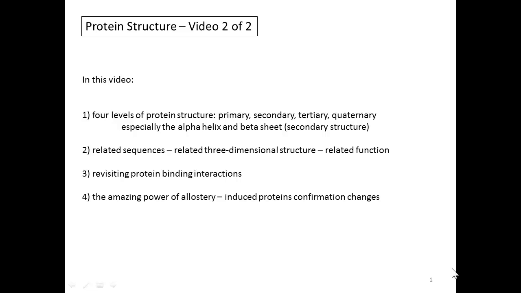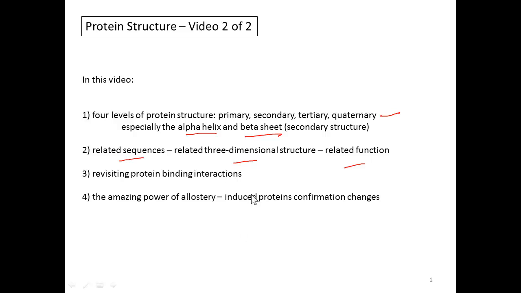Hi, in this second video about protein structure, we'll continue our discussion about protein structure. We'll talk about 4 levels of protein structure that scientists talk about when discussing protein structure, that being primary, secondary, tertiary, and quaternary. We'll spend a fair bit of time talking about 2 special types of secondary structure, alpha helix and beta sheet. We'll give examples about how related protein sequences can produce related 3-dimensional structures, and in turn the proteins will have related functions, not necessarily the same.